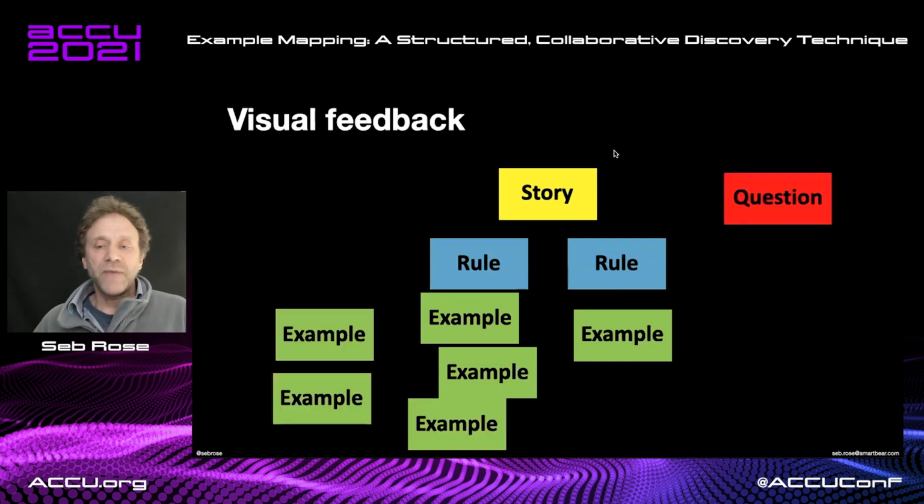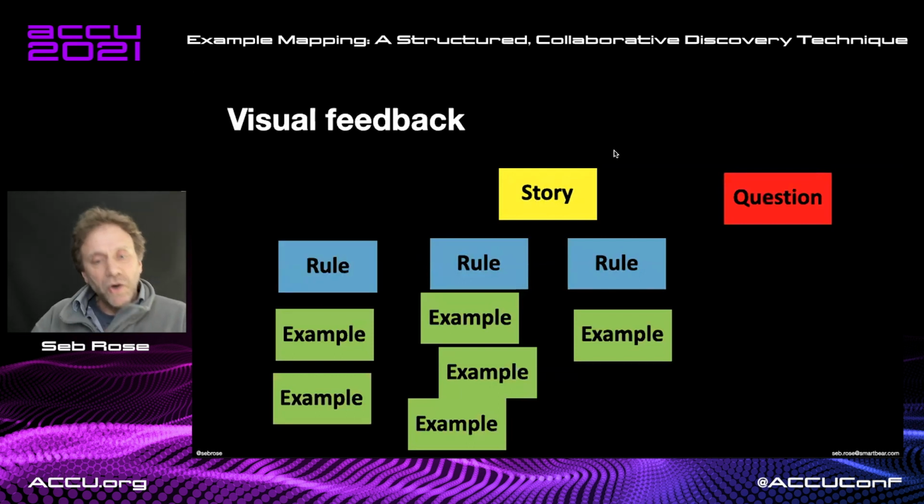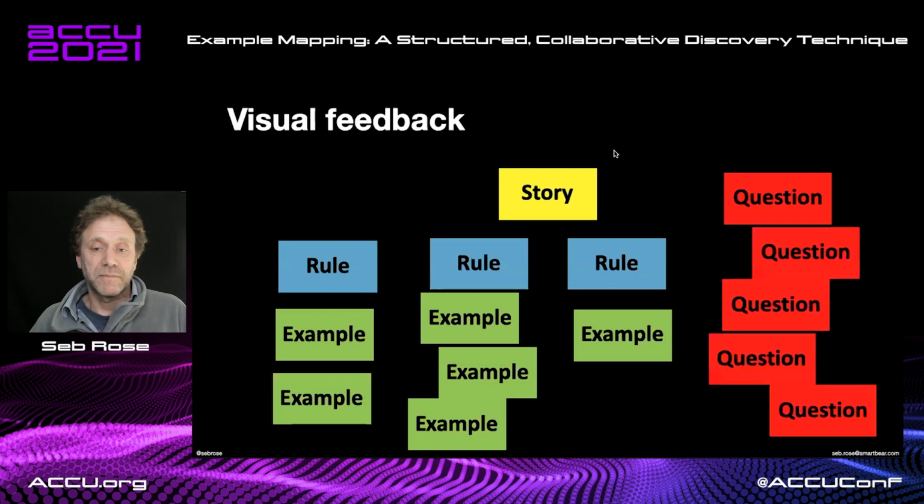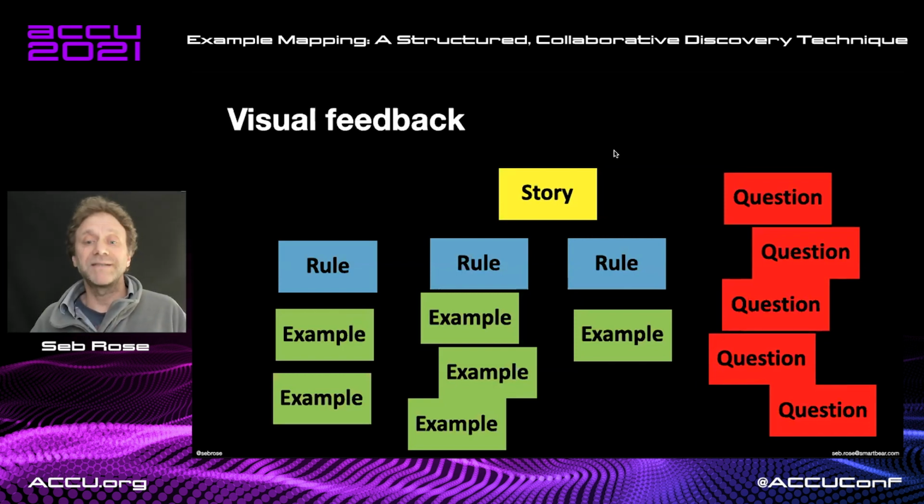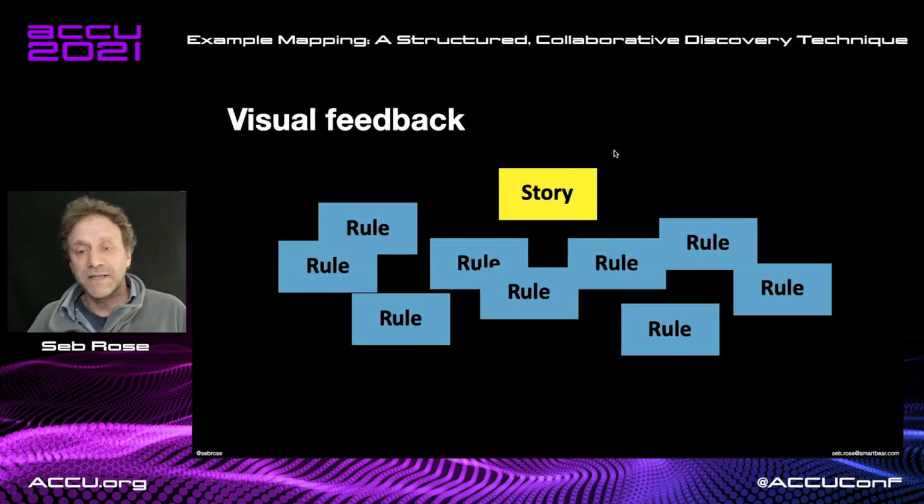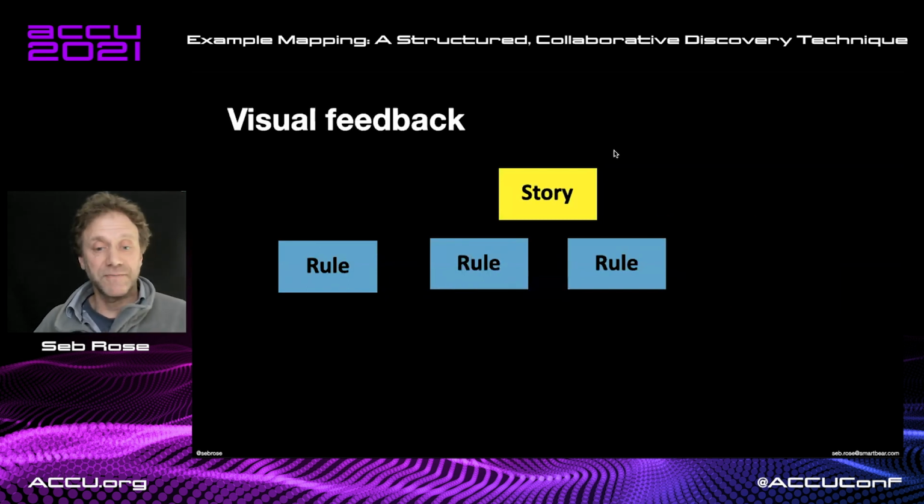So if we have, for instance, a lot of rules, a lot of examples, well, we're getting to the point where we're thinking, is this story too big? Is this story well enough understood? Here we have a story that has one question outstanding. If we have many questions outstanding, do you think that the story is ready to begin developing on? And the answer is quite probably no. If a story has huge numbers of rules that it delivers, is it maybe too big? Could we split it? The answer probably is yes.